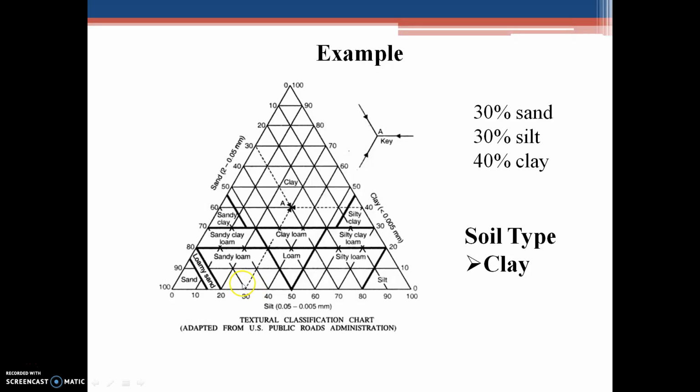Similarly, I'll mark 30% on my silt vertices, and again I'll make a line parallel to the sand vertices touching the 30 point of the silt vertices. Similar will be done for the clay. Now these three lines, when joined, will intersect at some region. Wherever these three lines intersect or meet, that is the soil type for the given specimen. So for the given example, the soil type is found out to be clay.